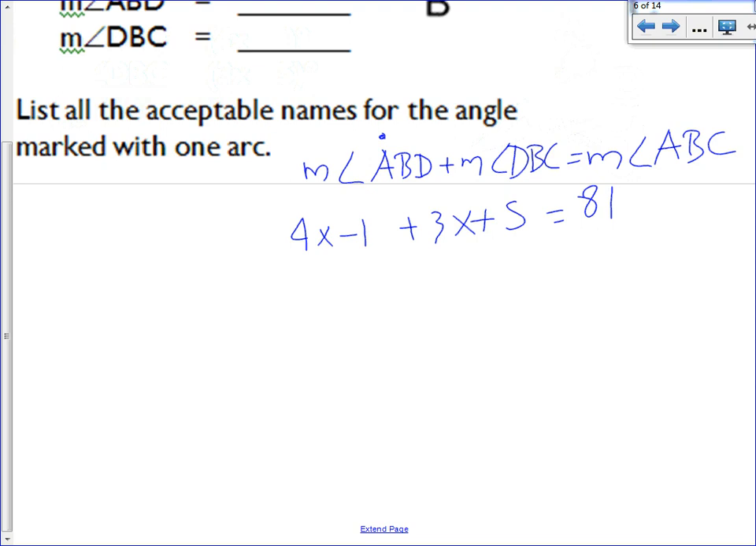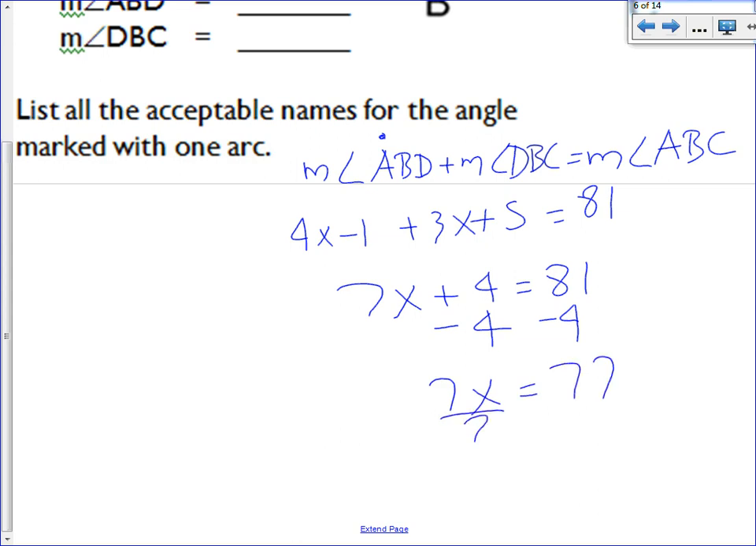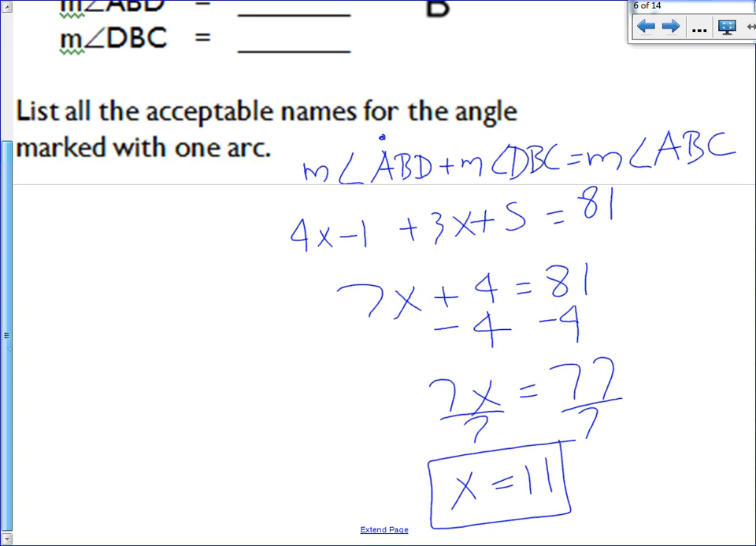4x plus 3x, that gives me 7x. Negative 1 plus 5, that's going to give me positive 4. That's equal to 81. Subtract 4 from both sides. So 7x is equal to 77. Divide by 7 on both sides. X equals 11. Okay, so I know that x is equal to 11.